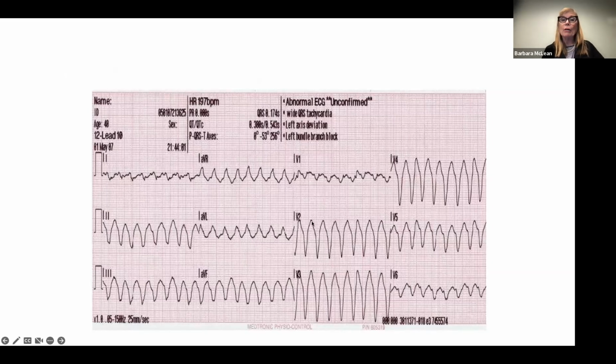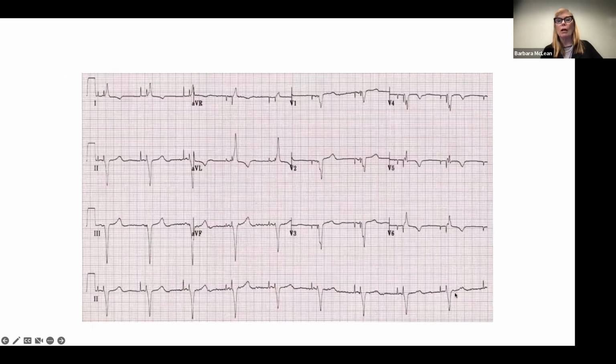Okay, and again here, what you're going to see is wide QRS tachycardia, upright in V1, downwards in V6, most likely, even though the EKG can't really tell you. What you actually have here is a left-sided ventricular tachycardia.